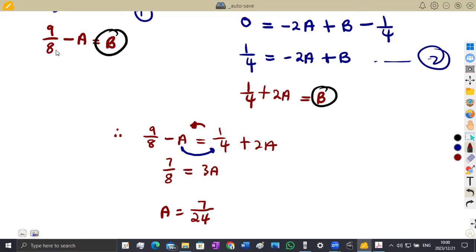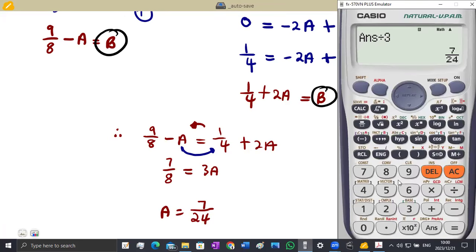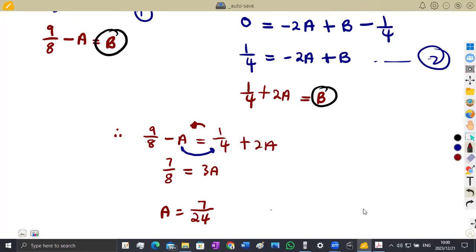I'm just going to choose this one, 9 over 8 minus A. So it means 9 over 8 like this minus A. Remember our A, we got 7 over 24. So 7 over 24 like this, we get our value of B. So B is what? 5 over 6. So therefore, our B is going to be 5 over 6. We just substituted. You can sub in any one, you can even substitute here. You must get the same answers. Just substitute the value of A that you got there.